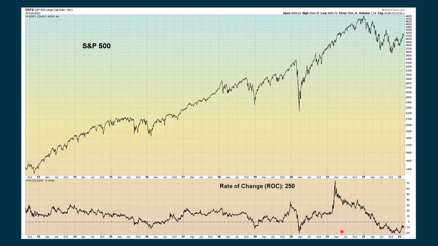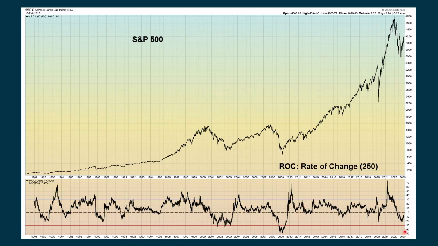Some rate of change charts. I just show the long-term ones. Here's a 250 rate of change where we set a low and we're trying to come back up and show some improvement. Here's an even longer chart going back to 1980 where we possibly set a bottom matching the COVID low and we're starting to go back up.